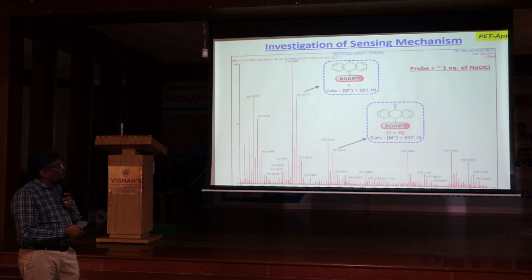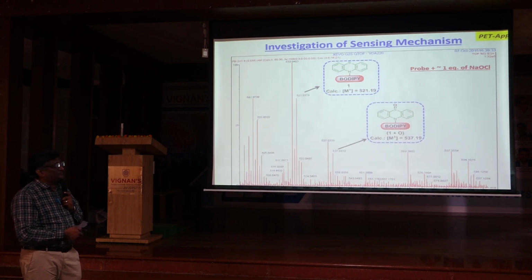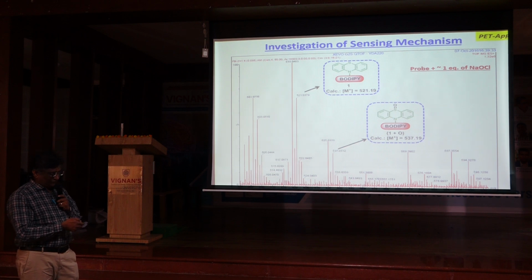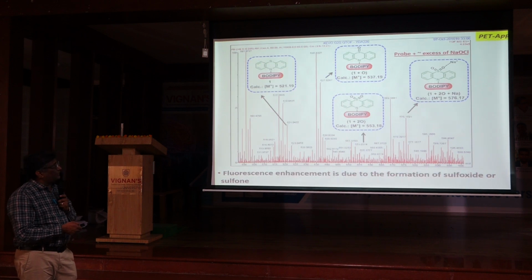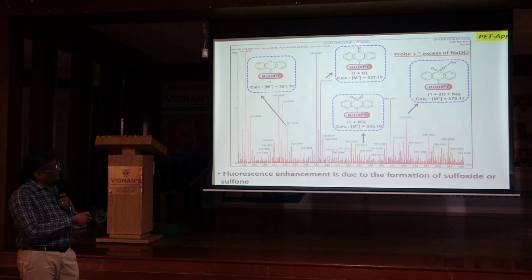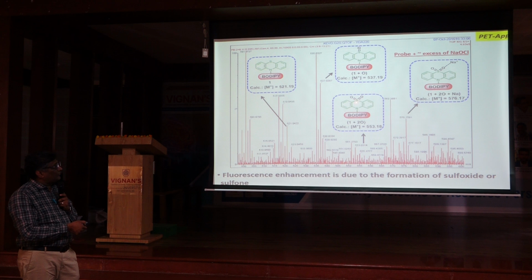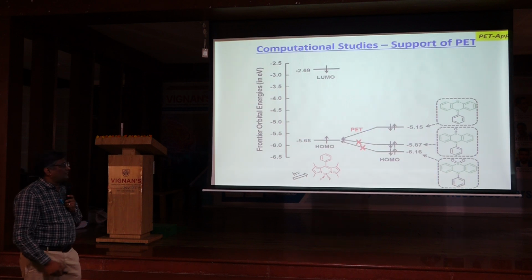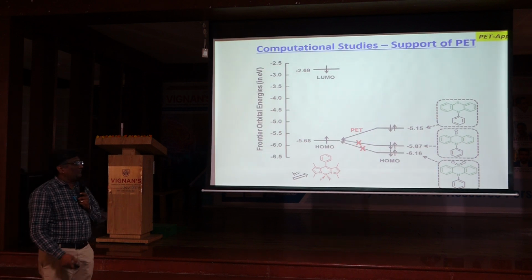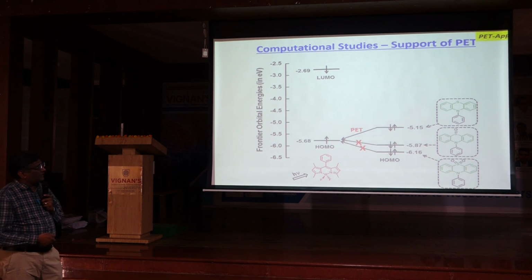We also tried to monitor the products, whether it is sulfoxide or sulfone, and with mass spectroscopy we could trap and find the intermediates such as sulfoxide or sulfone. But the main problem with this study was that it was not water soluble. We were using a little bit of DMSO in order to do it.